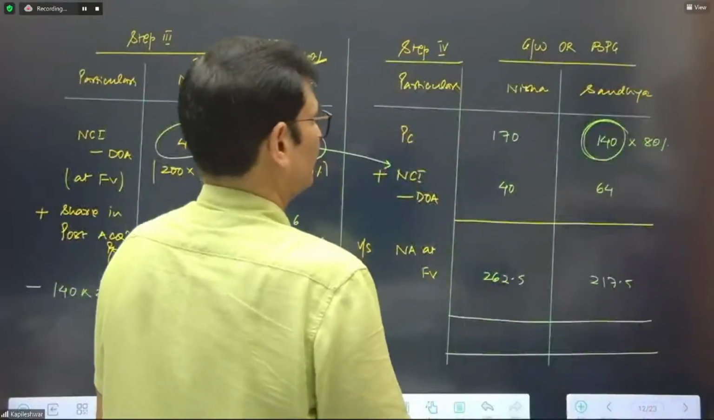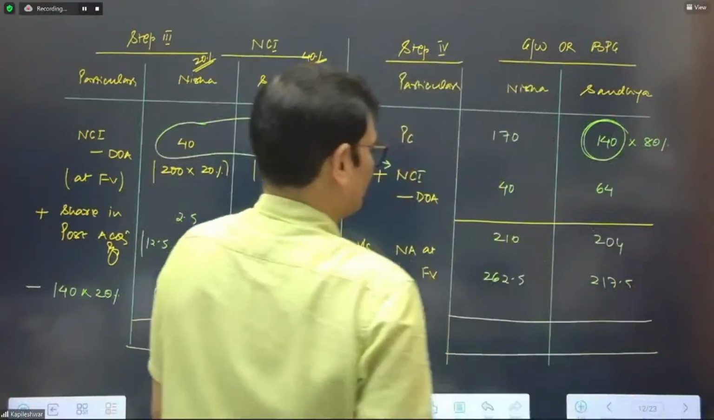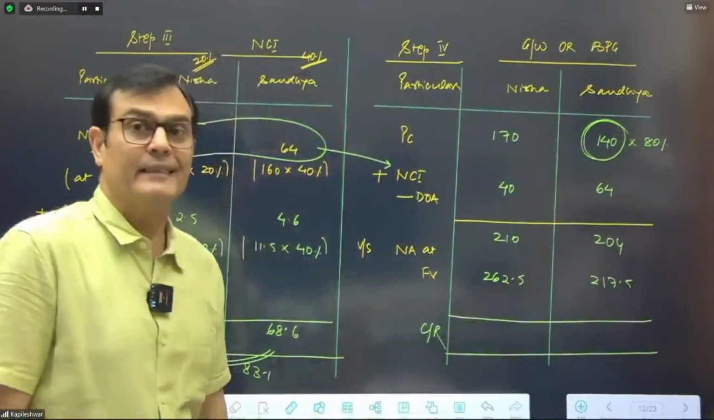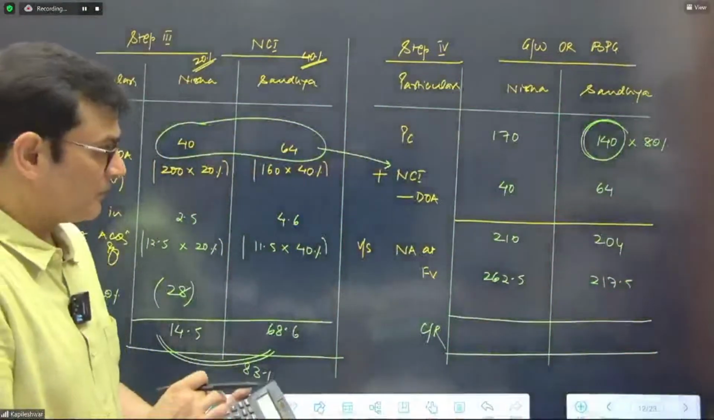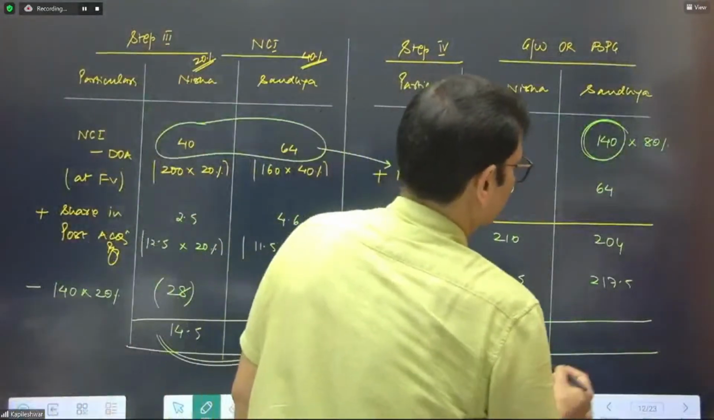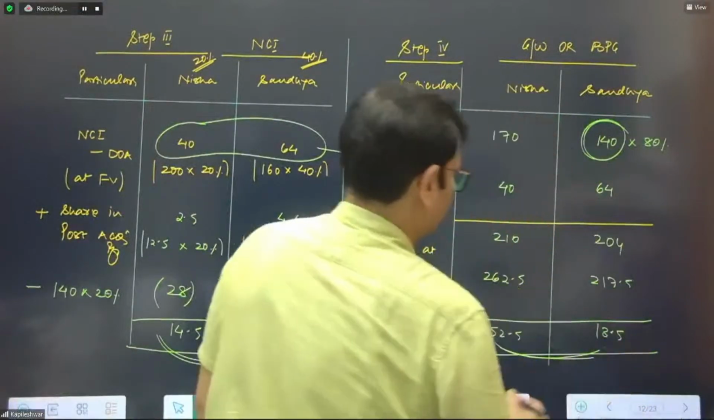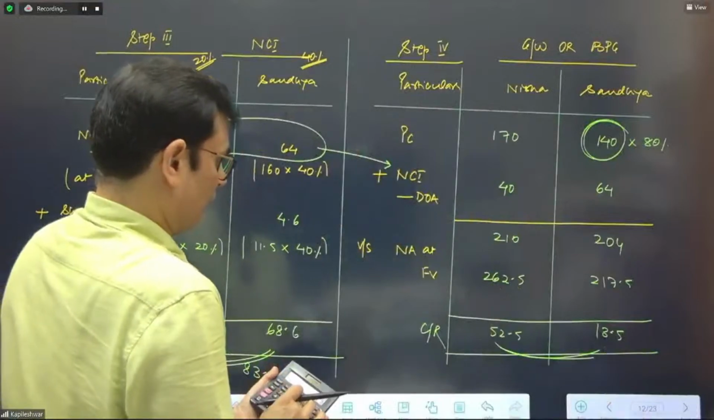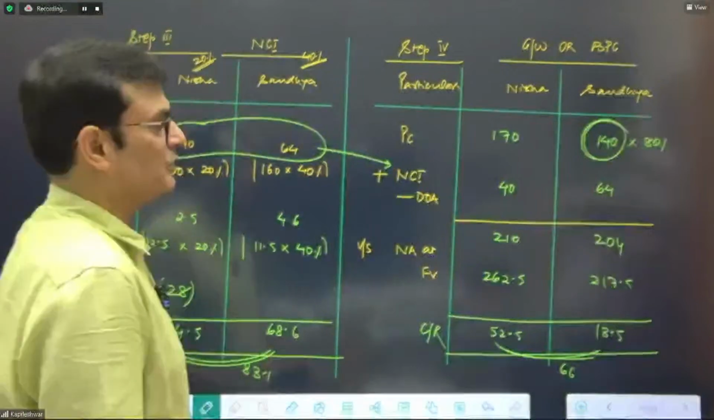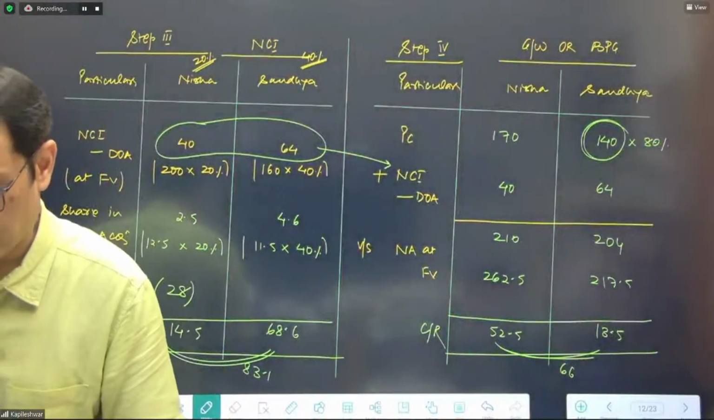So let's see what is the figure. This is 210 and this is 204. So we are getting a capital reserve in this case as well. The net assets is greater. So this comes to 52.5 capital reserve, and this works out, I guess, at 13.5. So let's add this for the balance sheet perspective. 52.5 and 13.5. So we're getting a total figure of 66. Okay. So this is done.